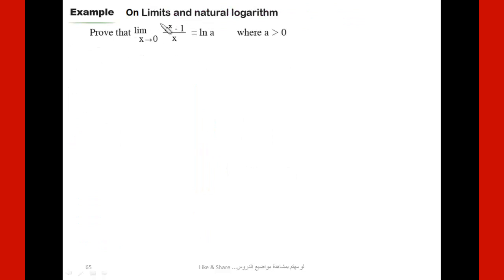Example on limits and the natural logarithm. Prove that the limit of a power x minus 1 over x when x tends to 0 equals ln a, where a is greater than 0. Again, what is required is to prove that the limit of a power x minus 1 over x when x tends to 0 equals ln a. And this is a very important rule. We will use it to solve problems.